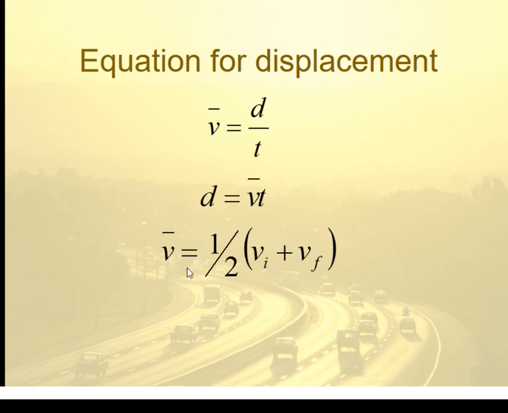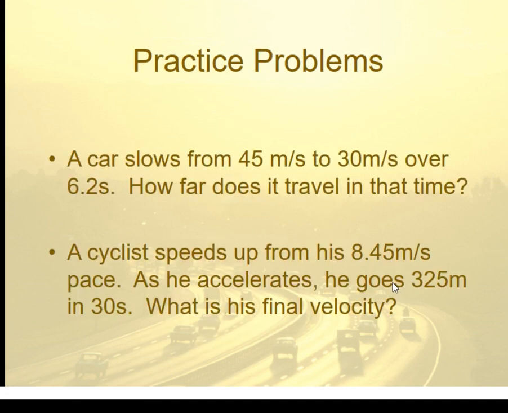Well, what if we took this average velocity and substituted it into our second equation here? Then we have a nice equation for getting the distance that doesn't require the acceleration. Distance equals 1/2 (vi plus vf) times t. So let's see how we could use that. Here's a couple of practice problems for us.